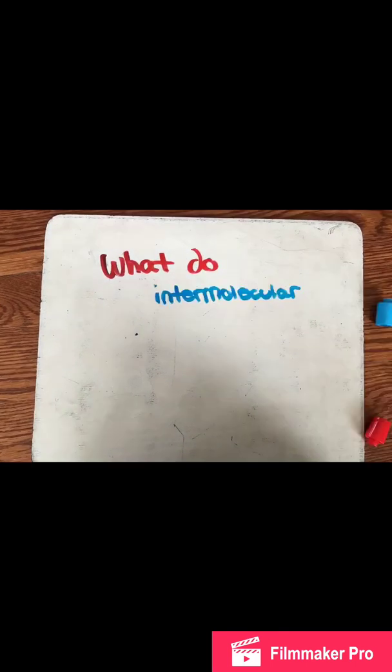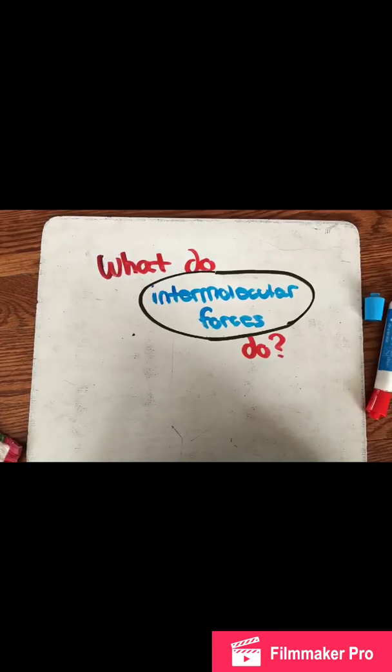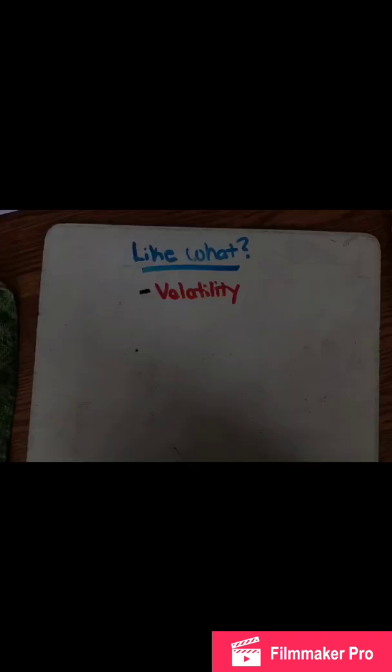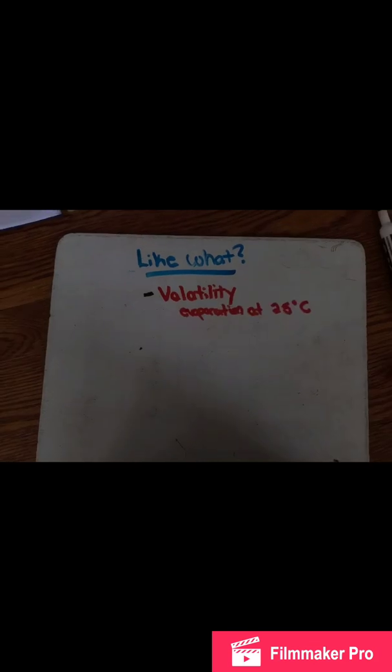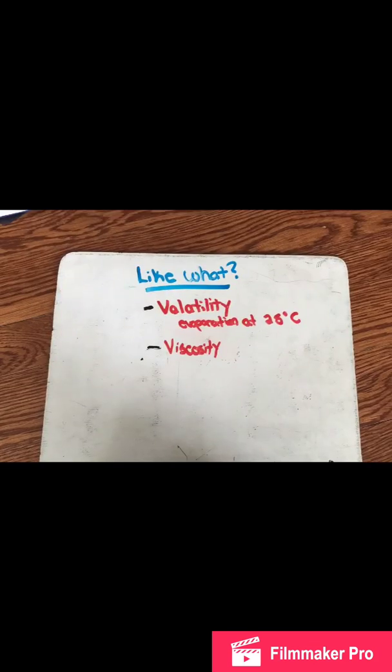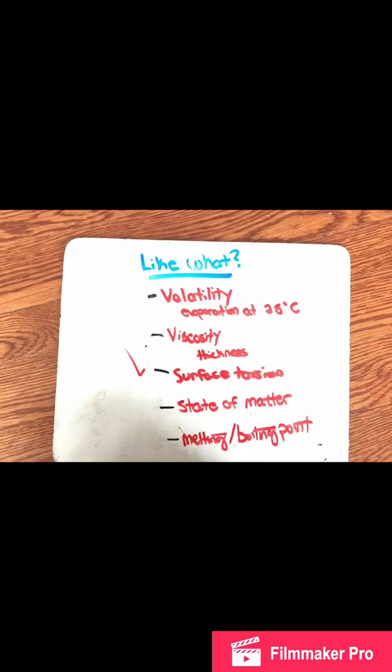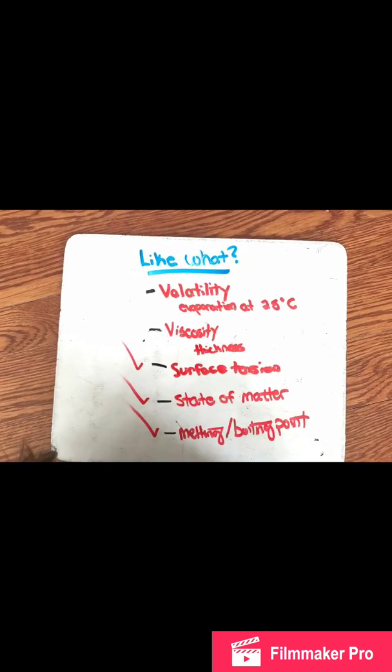So what do intermolecular forces do? Well, we know that they're physical bonds, meaning that they should influence physical properties. So physical properties like what? Well, first there's volatility, or the tendency to evaporate at 25 degrees Celsius. Then there's viscosity, or thickness. And then there's a couple others, such as surface tension, or state of matter, and melting or boiling point.